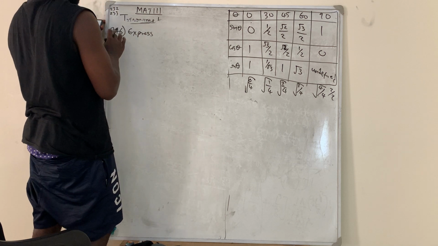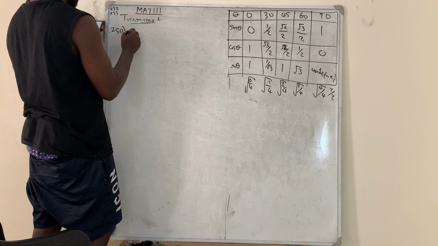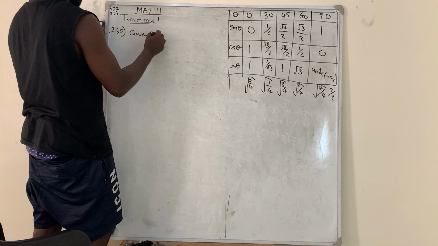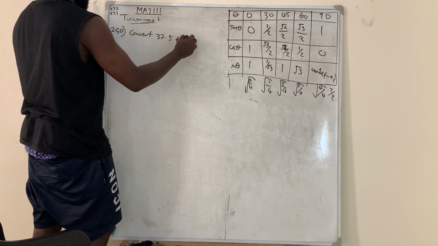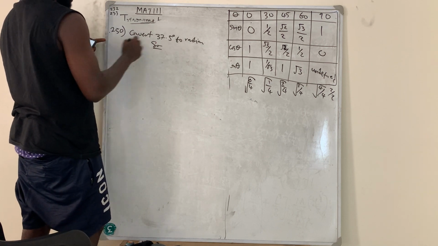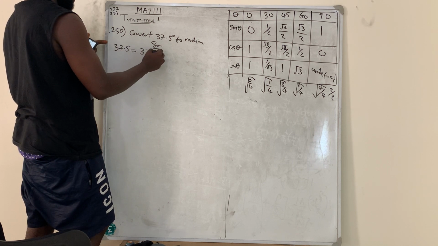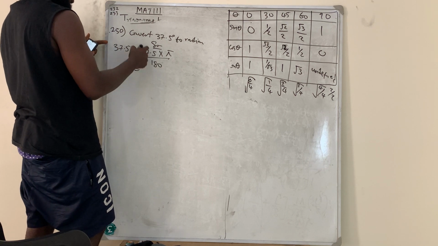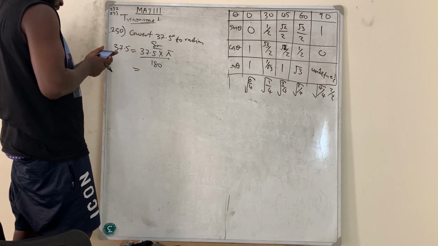Sorry, question number 250. Question number 250 said convert 37.5 to radian. Solution. So you have 37.5 times pi, divided by 180. So just reduce these two to the lowest. Okay, reduce it to the lowest.